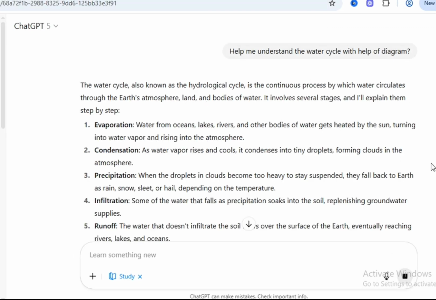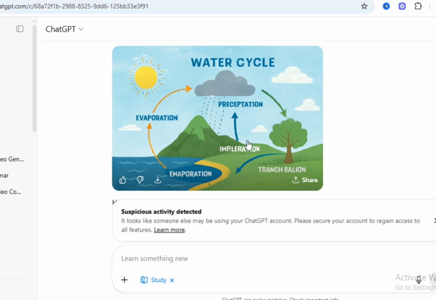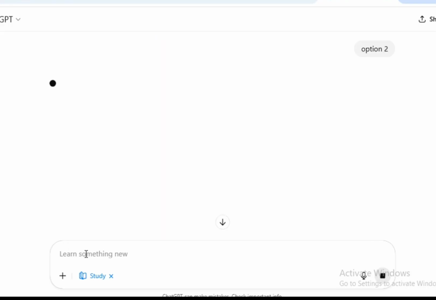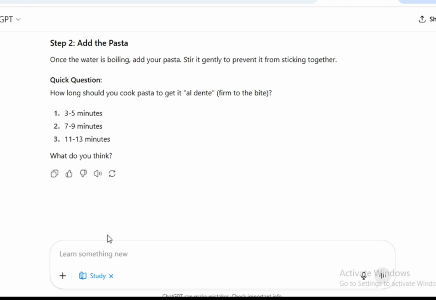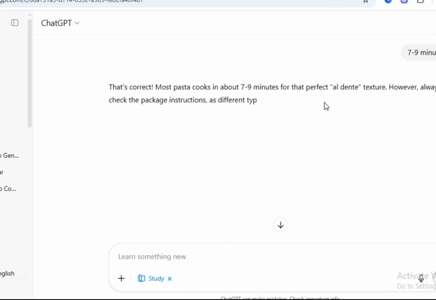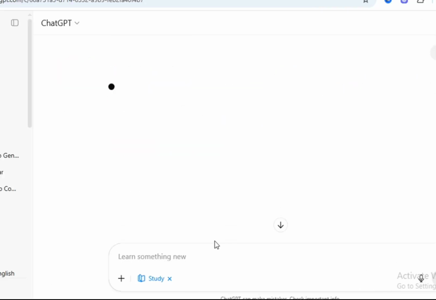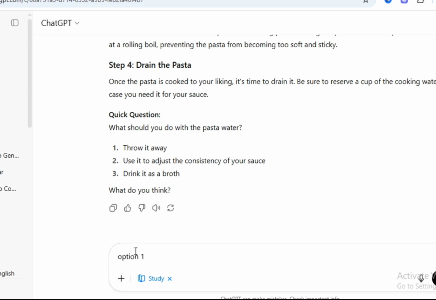And yes, it's not just words, it makes visual notes for you. Next, I asked it to teach me how to cook pasta and quiz me along the way. It literally quizzes you while cooking pasta. If you mess up, it threatens to cancel dinner.